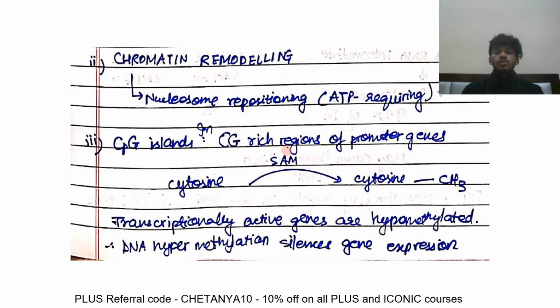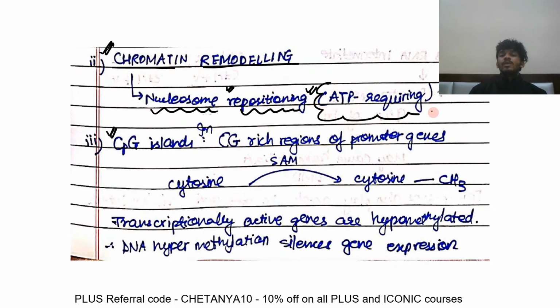For now, I am moving on to chromatin remodeling and CpG islands. We have done access to DNA via histone modification. Next we are doing chromatin remodeling. It is also known as nucleosome repositioning, and this is an ATP requiring process. So basically the nucleosomes are rearranged, and that is known as chromatin remodeling.